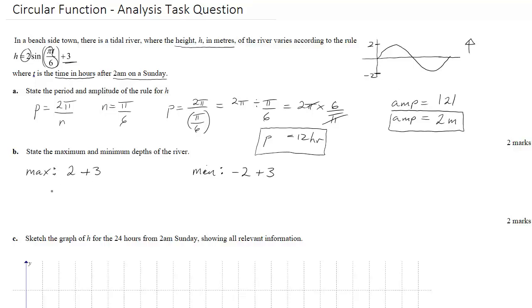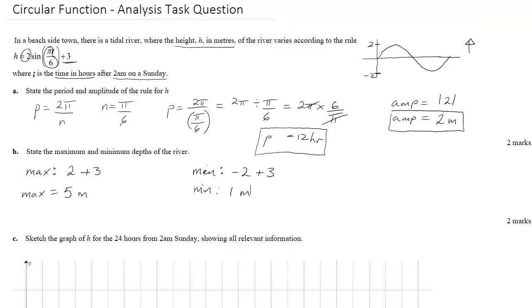So the maximum value will just be 5, and the minimum value will be 3 minus 2, which is 1. So these two are important, so that's meters, and so is that. And yeah, so we've just calculated the maximum and minimum values.